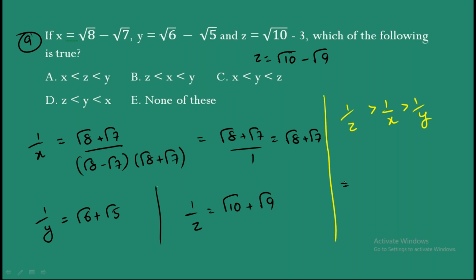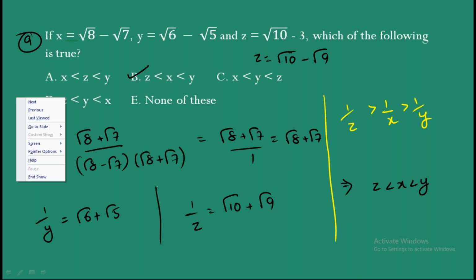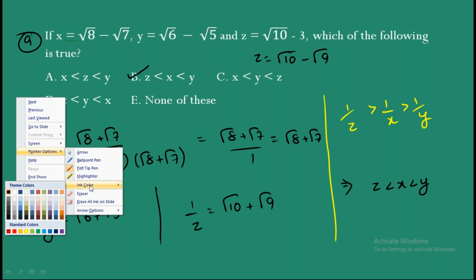Now if you just shuffle that, 1 by z, all this. If you put it in reverse, we can say z is less than x less than y. So option B is correct. If it is 1 by z, if you put in reverse, z less than x less than y. So option B is correct, my dear friends. Just look into the discussion, what is happening.